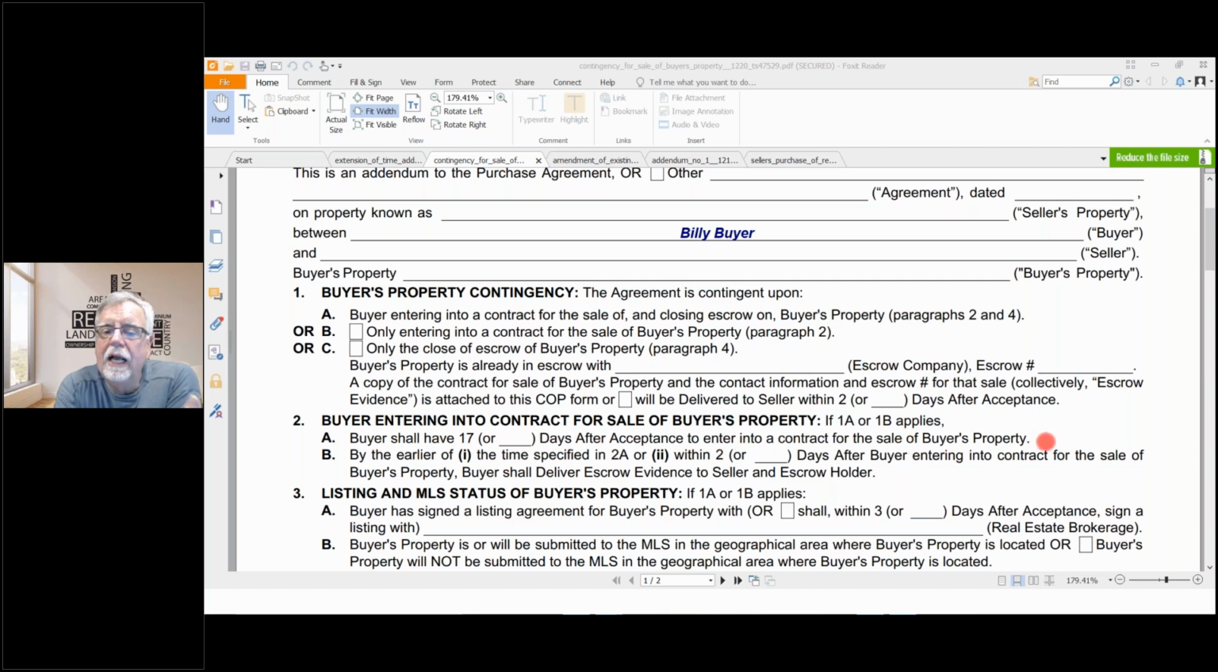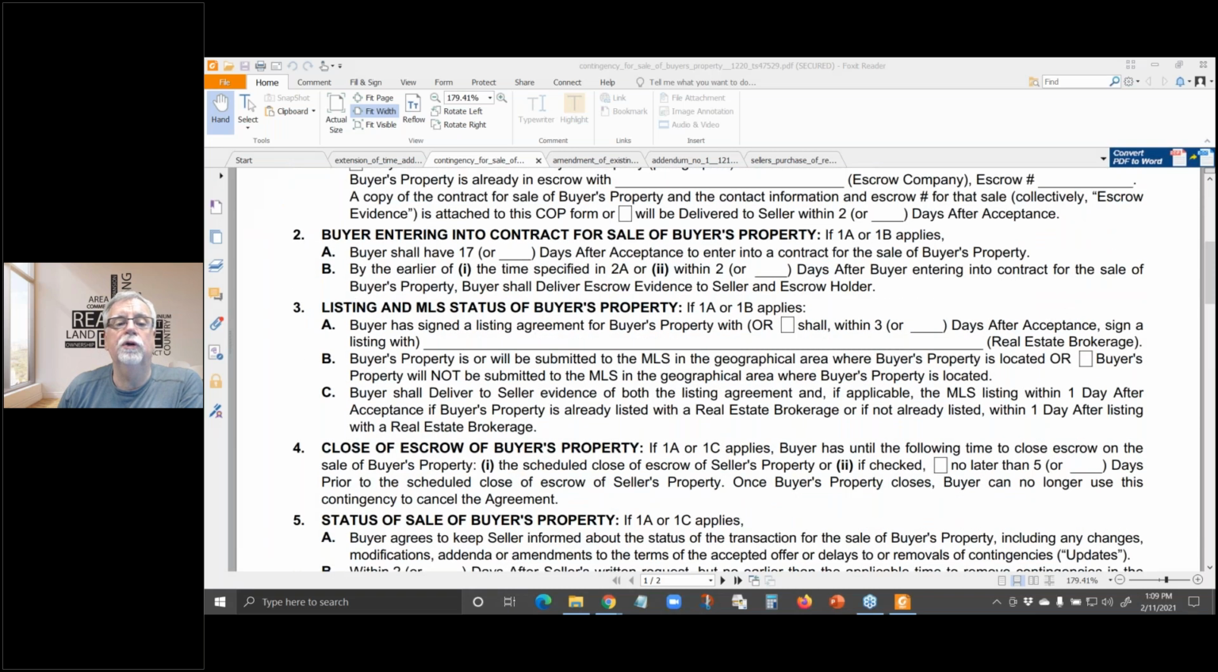So if we're making our purchase contingent upon our sale, they're usually not going to give you forever to sell your property. The default here is 17 days. By the earlier time period in 2A, or within 2 days, buyer shall deliver escrow evidence to seller and escrow holder. So not only do you have 17 days to get into contract, you're going to have to prove that you're even in contract. And then it asks some kind of important questions.